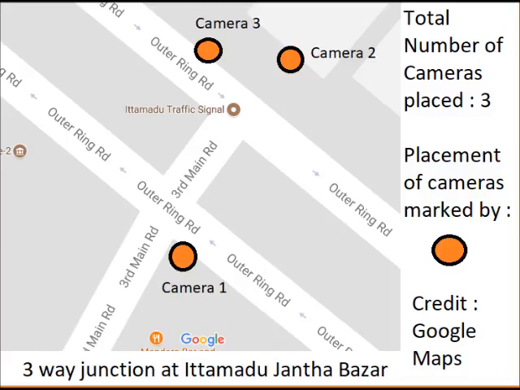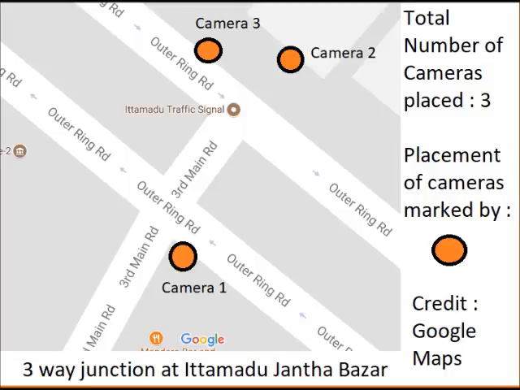I will now be talking about the practical test which we had conducted at the Ithamadu traffic junction on October 21st around 6 p.m. This junction has a signal time of 120 seconds. That is, to complete one cycle of operations, it takes 120 seconds.